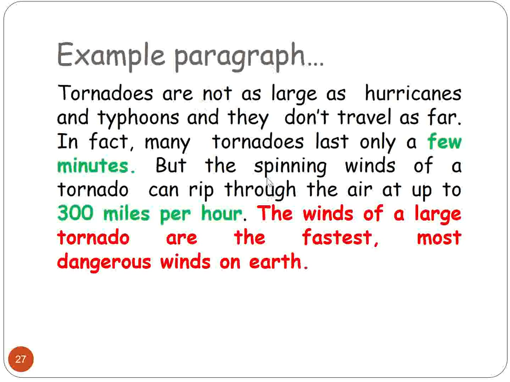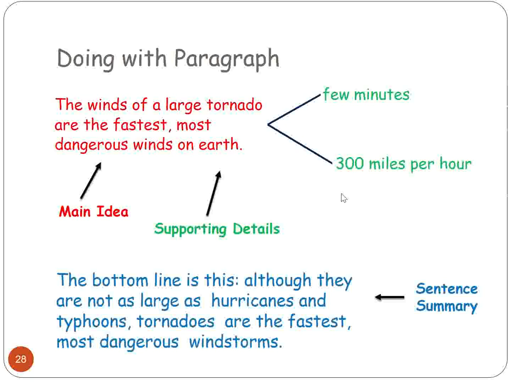Okay, so basically this is one essay that we are summarizing. ठीक है, उसको summarize करें. So these are important details and look that this time topic is given at the end. At one instance we saw the topic was at the middle and in most of the cases topic was available at the beginning. ठीक है, so this is the detail, the main idea and supporting detail given there at the slide, that the winds of a large tornado are the fastest, most dangerous winds on earth. क्यों? Few minutes or 30 miles per hour.